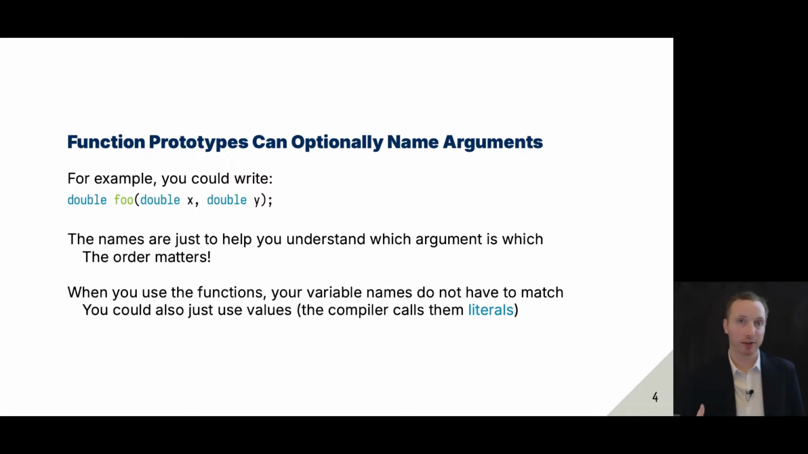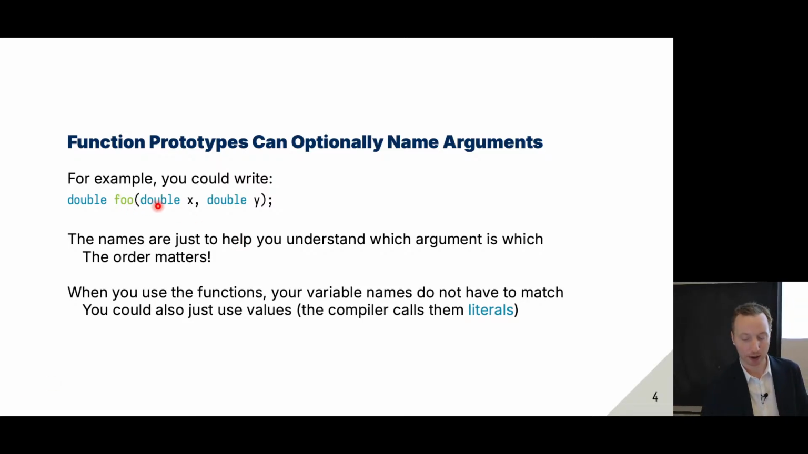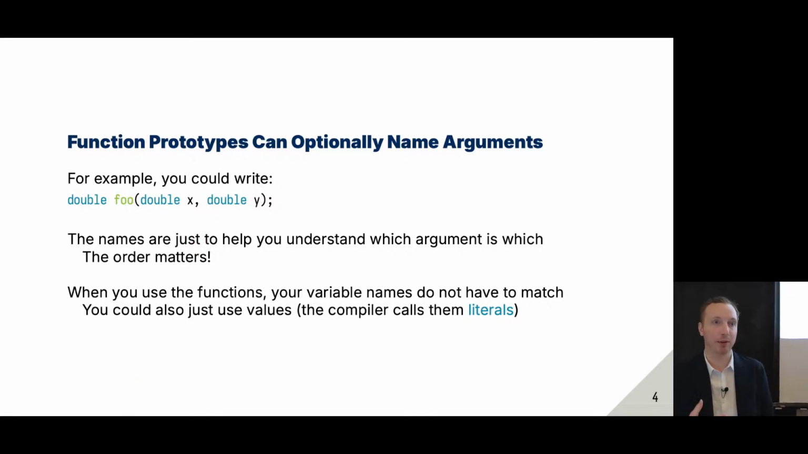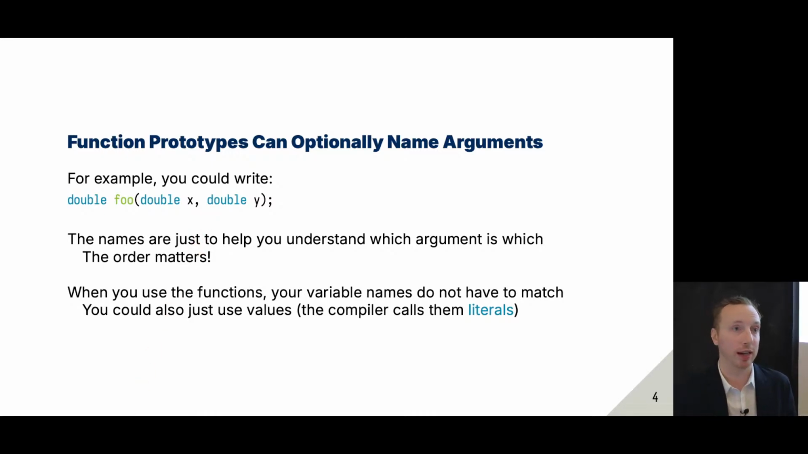Just to demonstrate that, when I use this function, I could just call it with, like, 7.0 or something like that. If I have something like 7.0, just an actual number that's a value, the compiler calls those literals. So it's like a literal number.